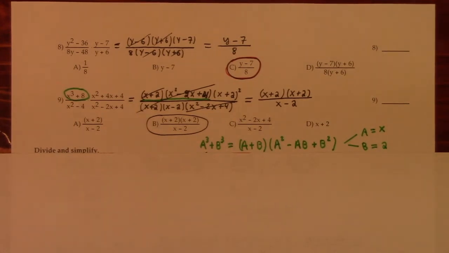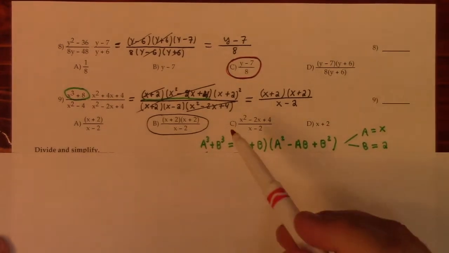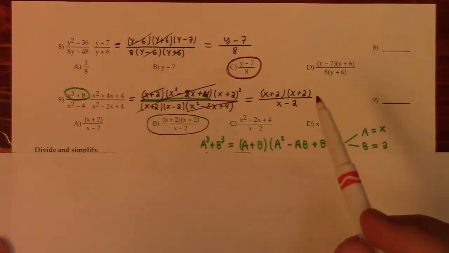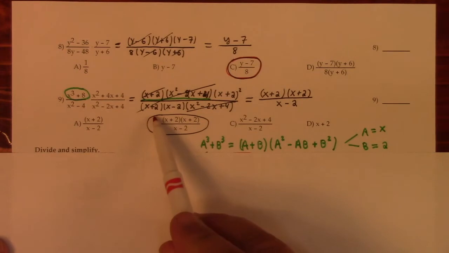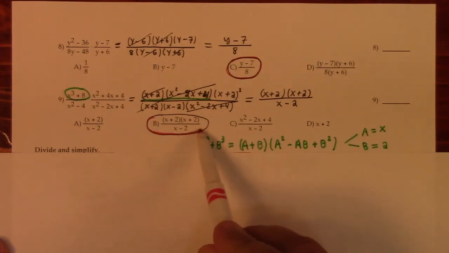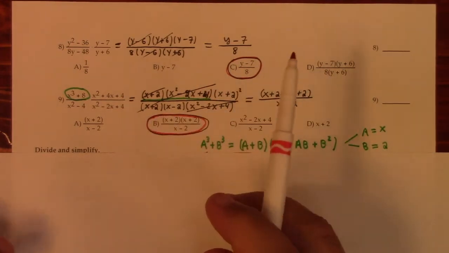Anyway, of course you've got x squared minus 2x plus 4 in the denominator, and they cancel as well as that x plus 2. And you're just left with this x plus 2, and the x minus 2 downstairs, which gave me the answer of B. All right.